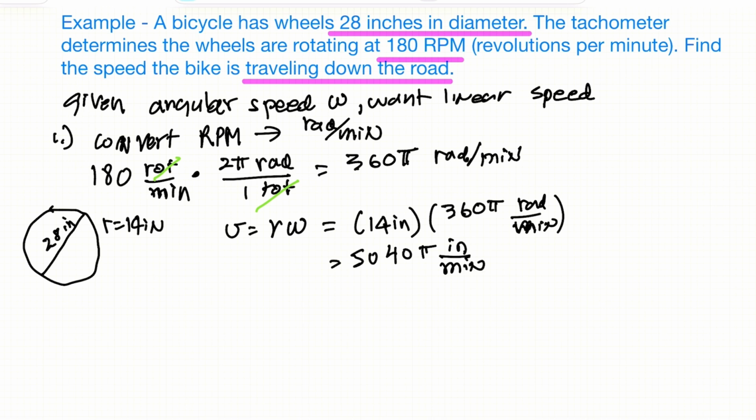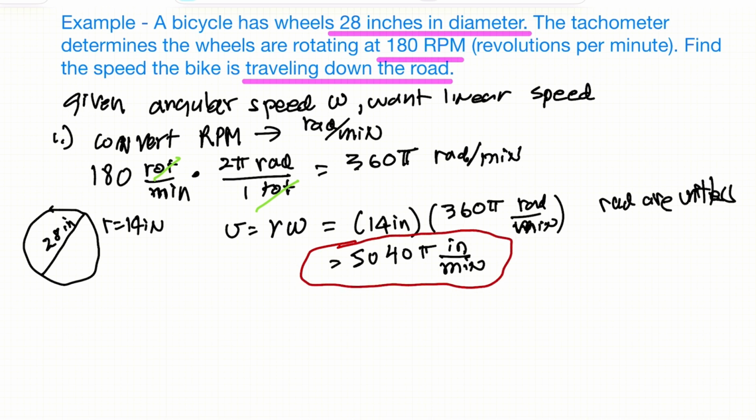Use of the radian in an actual result is not always required, since radians are unitless. In other words, they don't have a number associated with them like pounds or ounces or kilograms or seconds. So for our final answer here, we're going to leave off the radians, and it's just going to be 5,040 pi inches per minute. So that's how far the outside of the bike rim is traveling, and how far the rider is traveling too. But now let's convert this to something we're a little more familiar with.